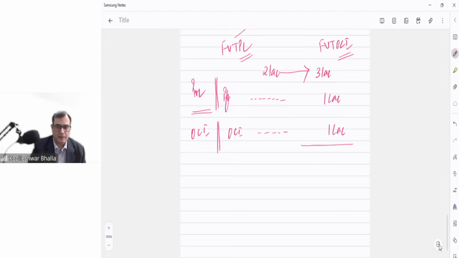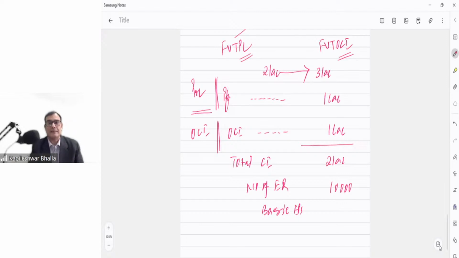Now let's imagine that you've got a total profit of 2 lakh rupees. This is what we call the total comprehensive income. Now, let's say the number of equity shares of the company is 10,000 shares. Would you like to tell me what is the basic earning per share of the company? I think I asked that question last time as well, but I'm asking it again. I am now looking at what the basic EPS is.